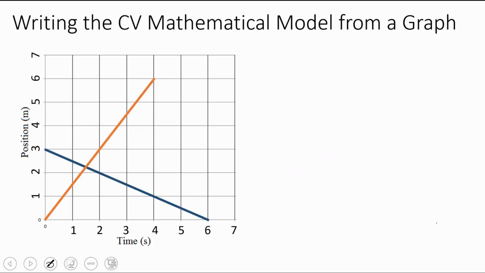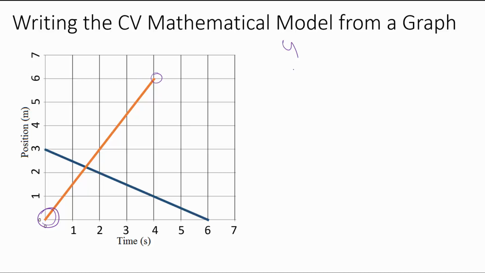So let's take a look at some graphs. I already have some graphs here, and we're going to figure out the equations. First we have an orange line and a blue line. I'm showing two different types of motion on the same graph. I'm going to look at the orange line for right now. Notice the orange line is starting out here at 0, 0. So that tells us nice and easy the y-intercept is 0. And then it's ending up here.